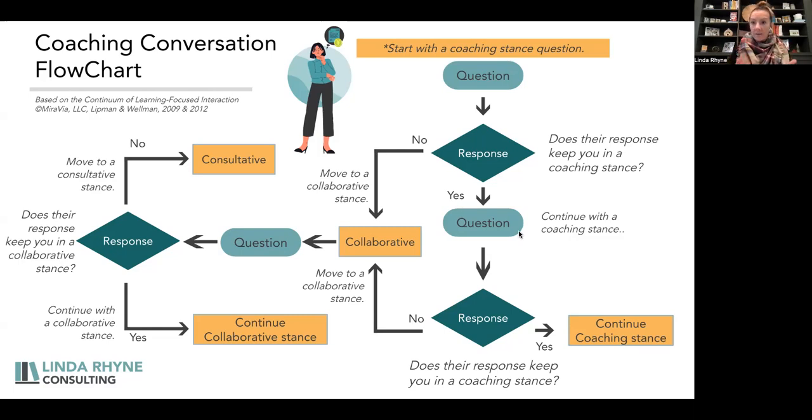And so you might then find yourself doing a collaborative stance type question or activity. And then you're going to have another response from your coachee. And that response presents you with the opportunity to ask again, does this keep me in the collaborative stance? Are they getting what we're working through? Do they have anything that they're bringing to the table? If the answer is yes, then you want to continue with that collaborative stance. But if the answer is no, you may find yourself shifting to the consultative stance, which then requires you to really be guiding the work and saying, okay, here's what we're going to try. Right? Let's walk through it together and I'm going to send you off, or we're going to do some practice here before I send you off to give this a try.